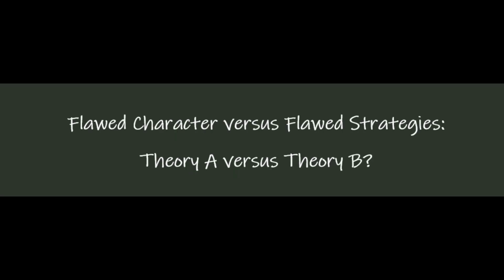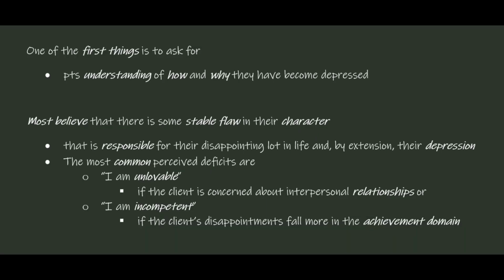Flawed character versus flawed strategies, theory A versus theory B. One of the first things to ask is for patients' understanding of how and why they have become depressed. Most believe that there is some stable flaw in their character that is responsible for their disappointing lot in life and by extension their depression. The most common perceived deficits are: I am unlovable, when the client is concerned about interpersonal relationships, or I am incompetent, if the client's disappointments fall more in the achievement domain.